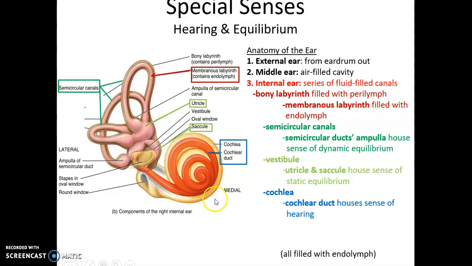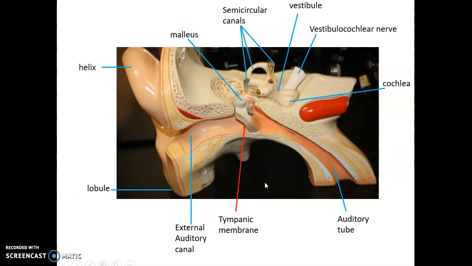Within the vestibule, we have two membrane structures called the utricle and the saccule. The utricle and the saccule house the structures that detect static equilibrium. And then, as we mentioned already, in the cochlea is the cochlear duct, a membrane structure that houses the structures for detecting hearing.